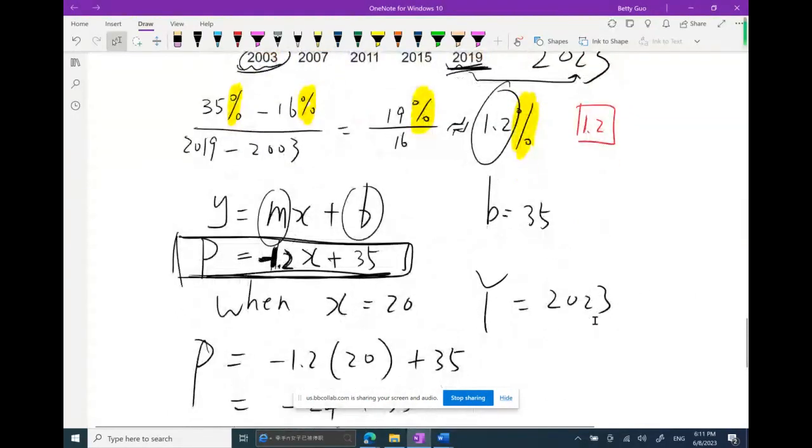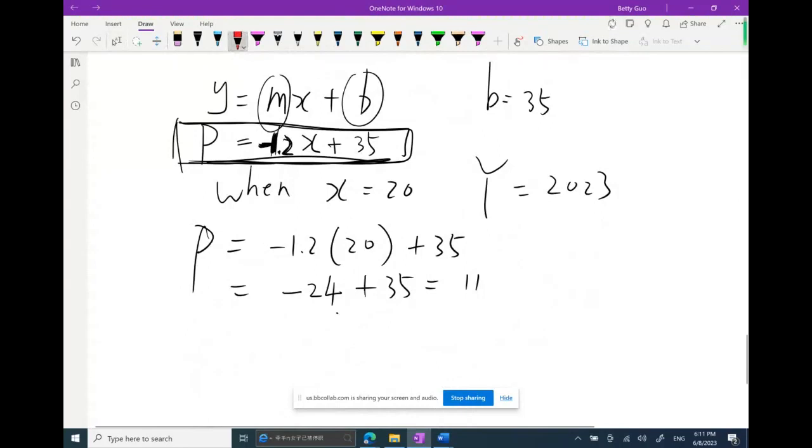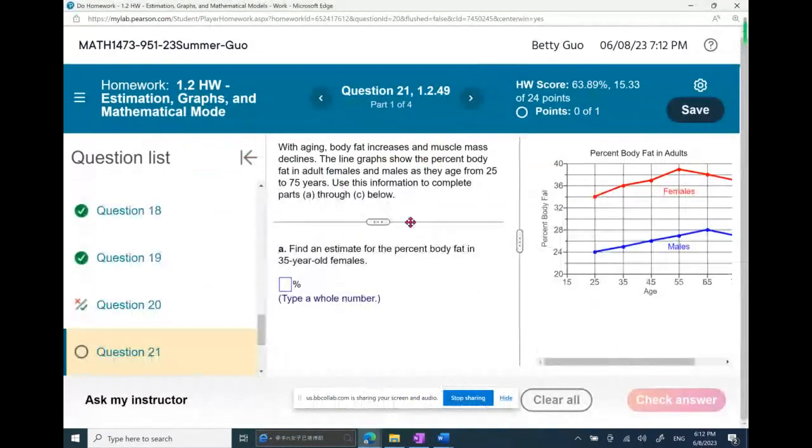With the linear model to predict, we would have to use the formula we derived, and just plug in x equals 20, because from 2003 to 2023, that is 20 years. So to predict the value of p in 2023, we plug in x equals 20 and get a corresponding p of 11%. All right, now we can continue.